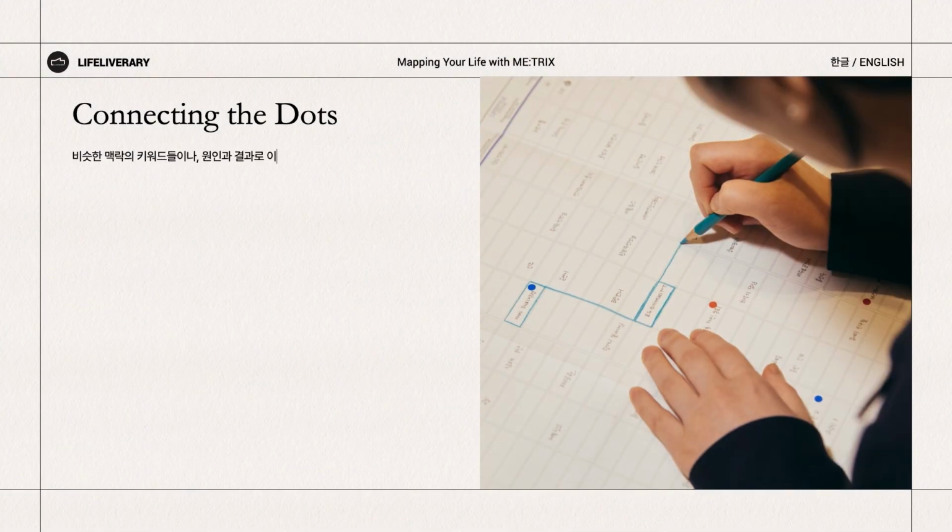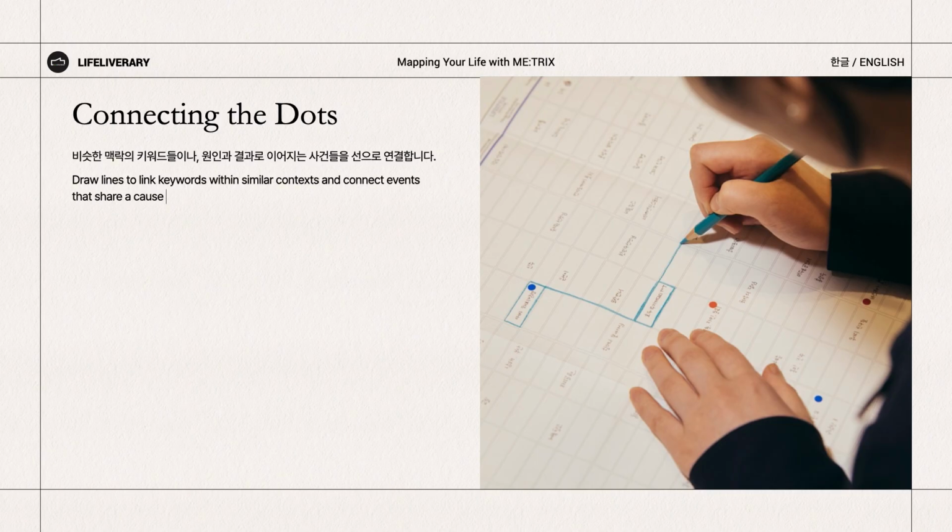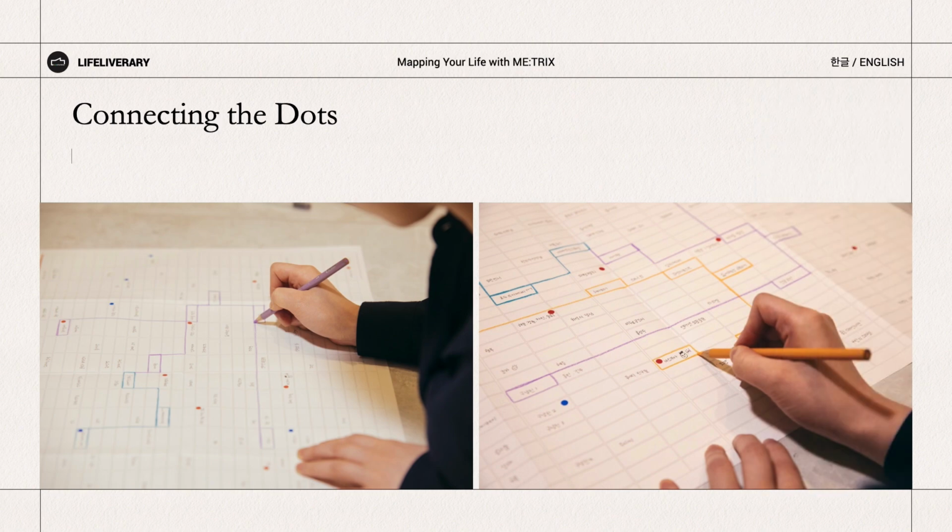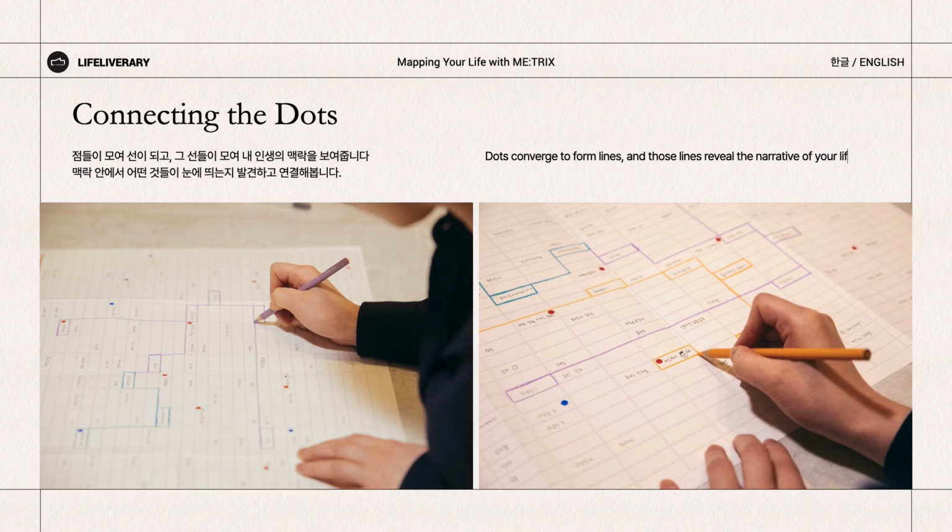Draw lines to link keywords within similar contexts and connect events that share a cause and effect relationship. Dots converge to form lines, and those lines reveal the narrative of your life. Discover what stands out within that context as you spot and connect the dots.